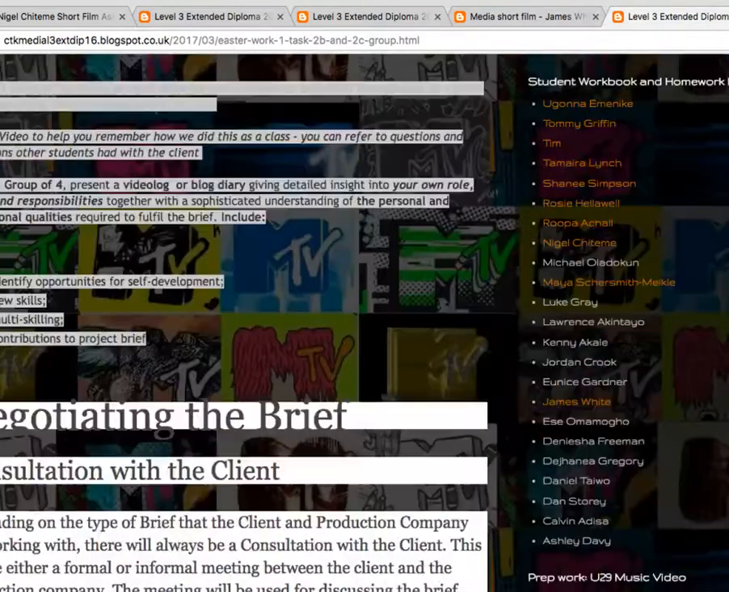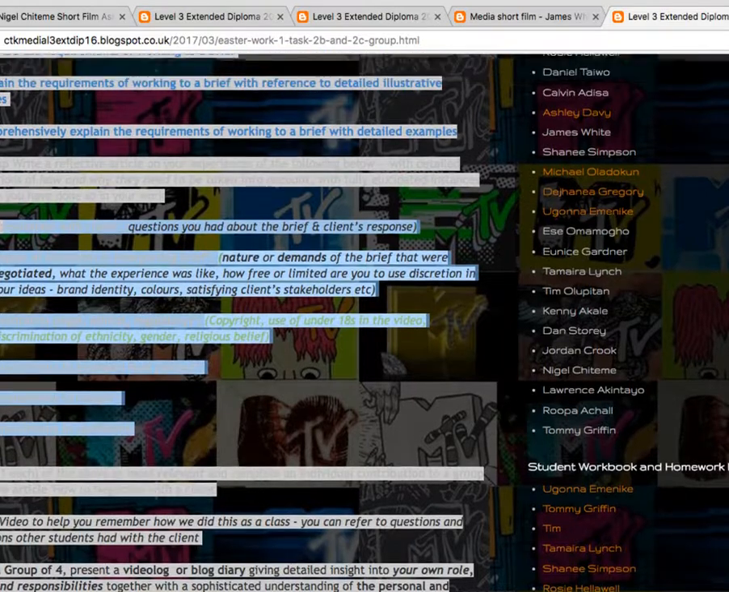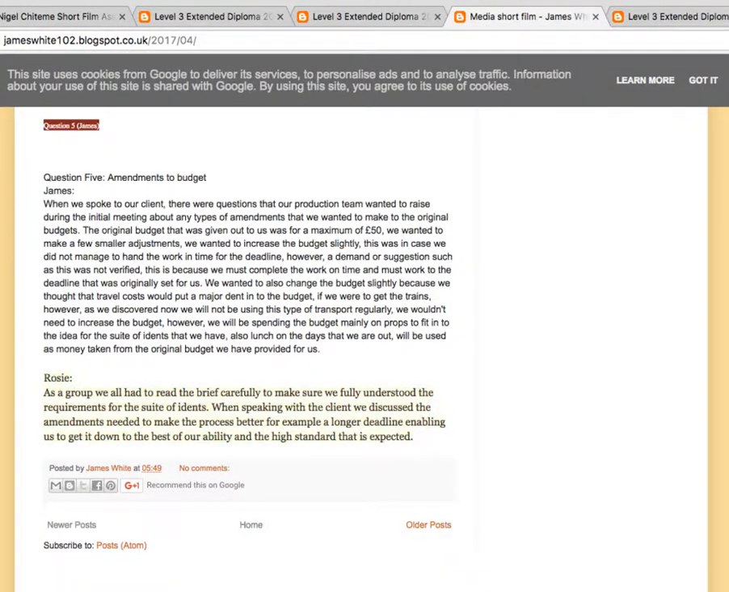If you're doing this bit here about, again, there's no subheading for it, so it's very difficult for me to actually suss out what it is that you're writing about there. As a group, we all had to read the brief carefully to make sure we understood the requirements. When speaking to the client, we discussed it. So again, this is just like a kind of commentary on what you did. There's no instructional or explanation on there.